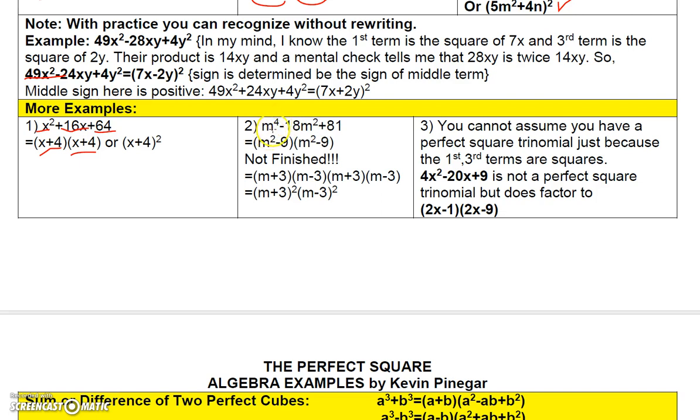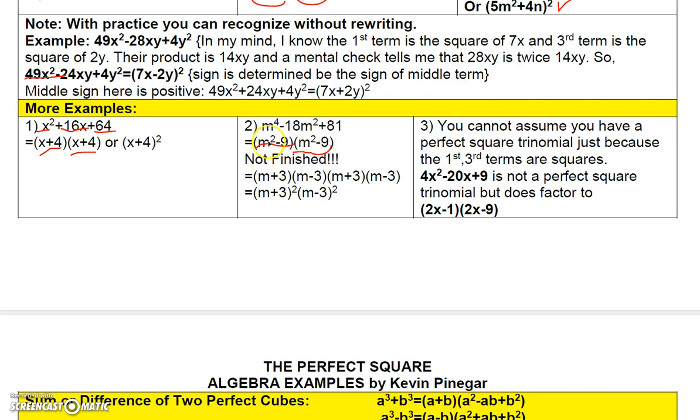Here, this is a perfect square. M to the fourth is m squared squared, and 81 is 9 squared. And if you multiply m squared times 9, you get 9m squared, and then if you double it, you get 18m squared. So this must factor into the square root of the first term minus, because the middle term has a minus up here, so minus 9, and then m squared minus 9 again.